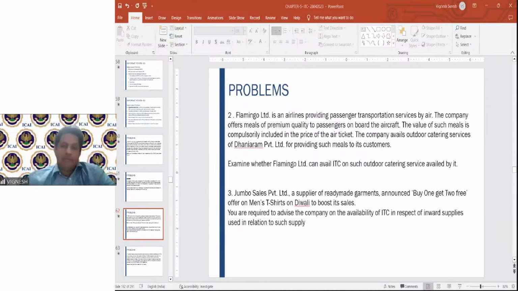Yes, it can claim ITC for further supply. The wording is very, very important. You have to give the exact wording. Here, your own words will not work. You have to give the exact wording.